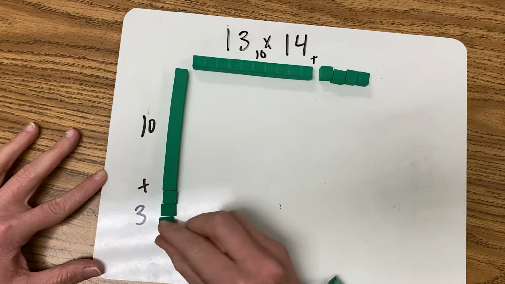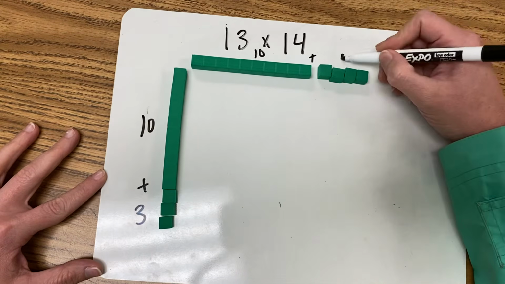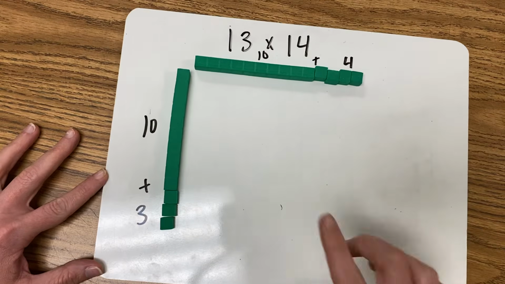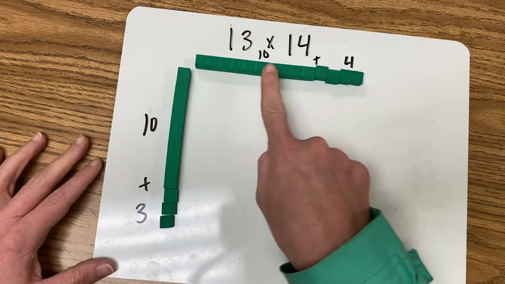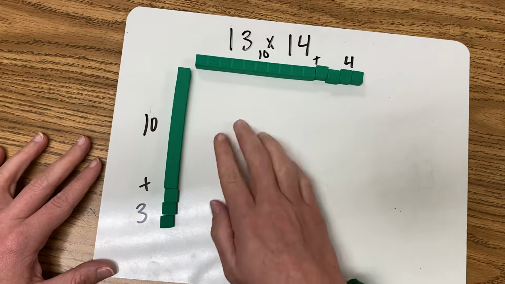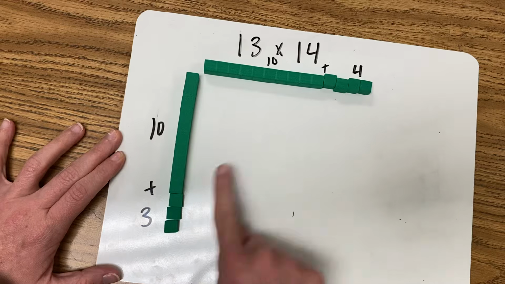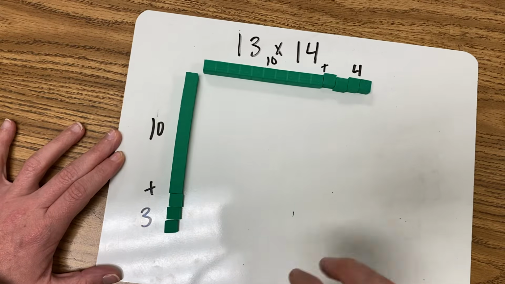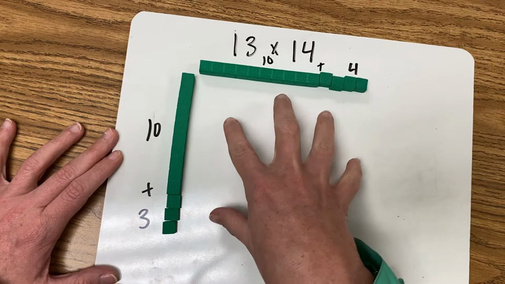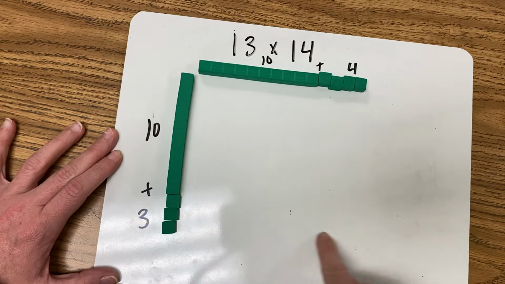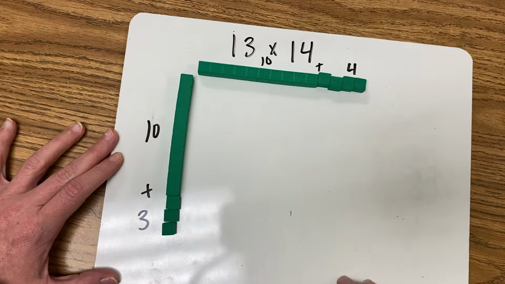Okay, so we have 13 and then 14, 10 plus 4. All right, because 13 is a 10 and 3 ones, and 14 is a 10 and 4 ones. So this right here shows 13 rows of 14, okay? So basically, to find the product, students are finding the area of this rectangle, okay? How many square units would fill this rectangle?